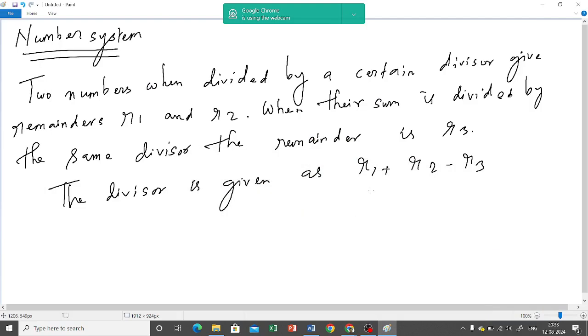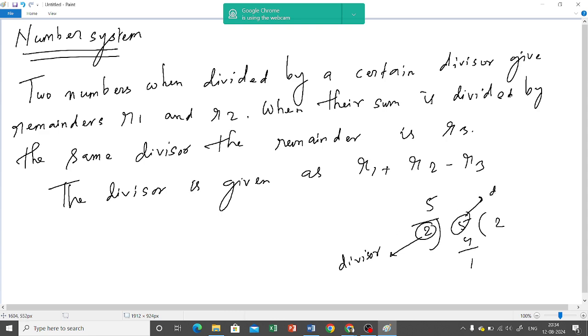Two numbers when divided by a certain divisor give remainders r1 and r2. Say the two numbers are x and y. When divided by a divisor, they give remainders r1 and r2. You know what a divisor is. For example, 5 divided by 2: 2 twos are 4 and 1. So this is the divisor, right?